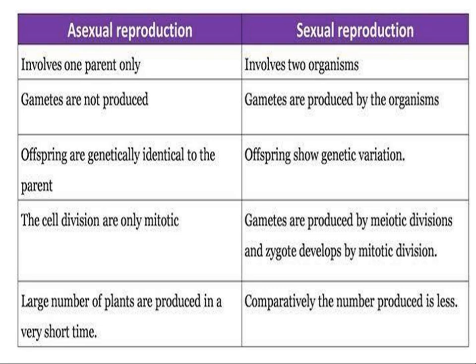The cell division is only mitotic here, whereas sexual reproduction involves two organisms, a male as well as a female. The gametes are very important in sexual reproduction as the offspring which is produced is a mixture of male and female gametes. It shows genetic variation. The gametes are produced by meiosis and the zygote is developed after fusion. This develops by mitotic division.